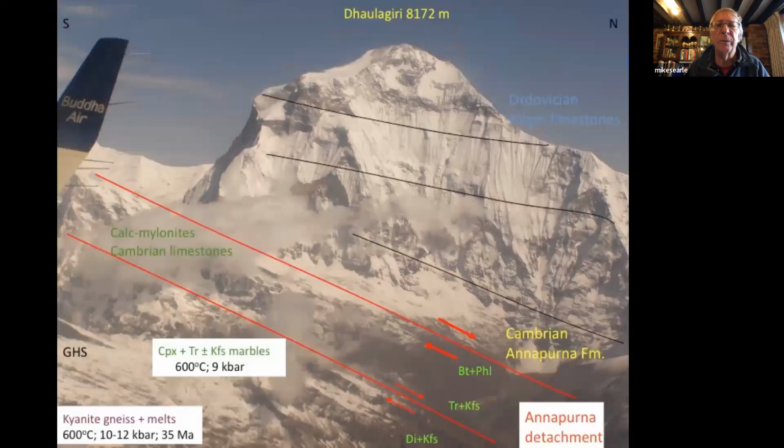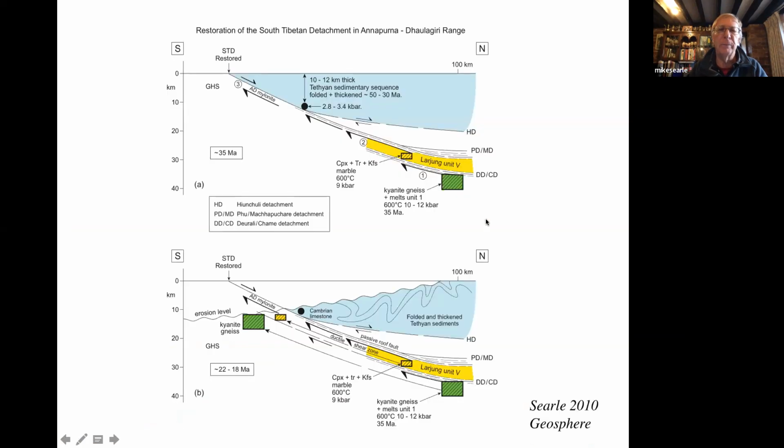So here's a picture of Dhaulagiri. This was taken during a filming trip we did with the BBC many years ago. Looking right across at Dhaulagiri, there's three rocks here. There's a kyanite gneiss, 12 kilobars, 35 million years. And this is a clinopyroxene tremolite K-feldspar high-grade metamorphic marble, formed at 9 kilobars, and these are sedimentary rocks, Cambrian Ordovician sedimentary rocks, which have never been buried. So somehow we have to juxtapose those three samples together, which is where we see them today.